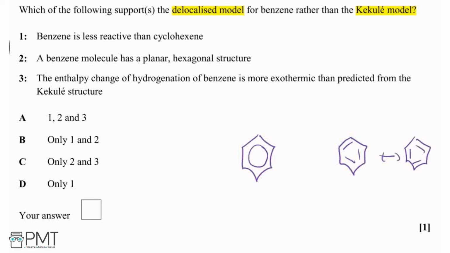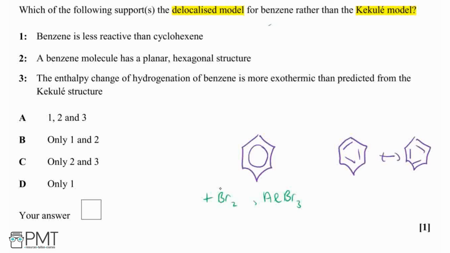So let's have a look at these statements and see which of these are correct. So the first statement is that benzene is less reactive than cyclohexene overall. So we know that with our reactions of benzene compared to cyclohexene, benzene reacts via electrophilic substitution and requires a halogen carrier. For example, the reaction of benzene with bromine requires a halogen carrier, such as aluminium tribromide. And that's because the benzene is not electron dense enough to induce a dipole into the bromine.